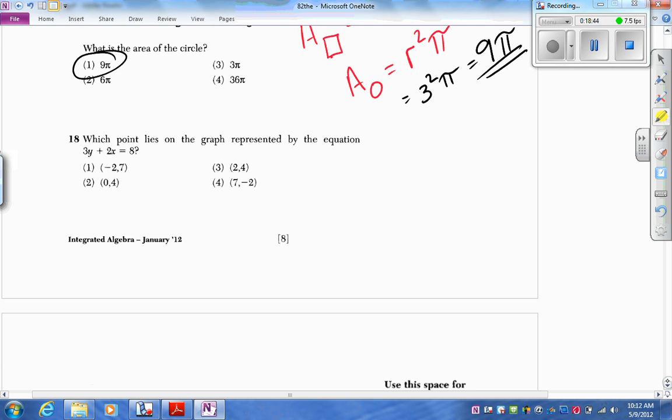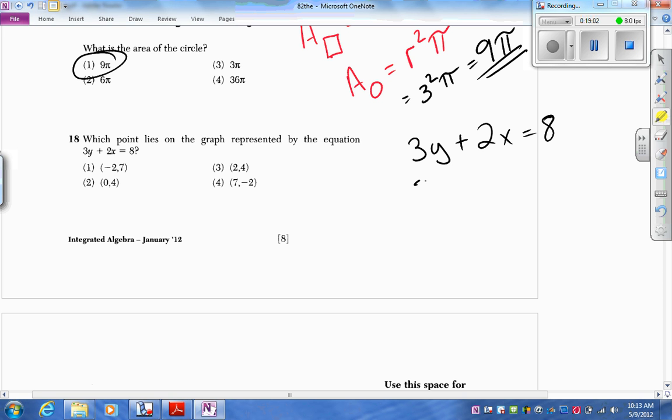All right, which point lies on the graph? So my equation is 3y plus 2x equals 8. And all you got to do is try the points. I always try the last ones. I don't know, it's just like human nature. They want you not to be able to do this, and they always put the right answer near the end. So I'm going to try the last one.